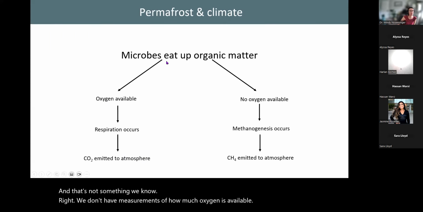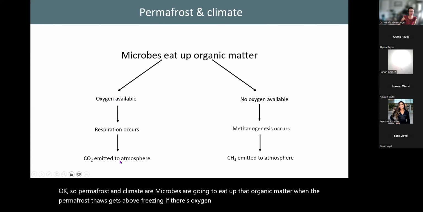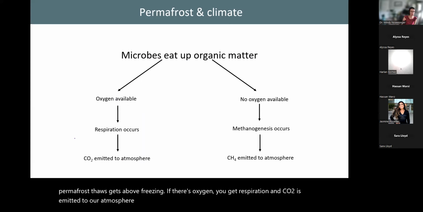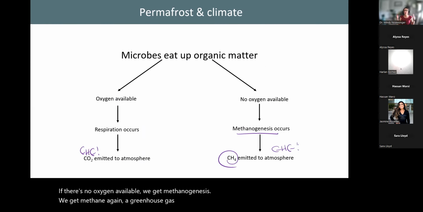Okay, so permafrost and climate, our microbes are going to eat up that organic matter when the permafrost thaws, gets above freezing. If there's oxygen, you get respiration and CO2 is emitted to our atmosphere. We get a greenhouse gas. If there's no oxygen available, we get methanogenesis, we get methane, again, a greenhouse gas. Yikes, either way we go, we're still getting a greenhouse gas.